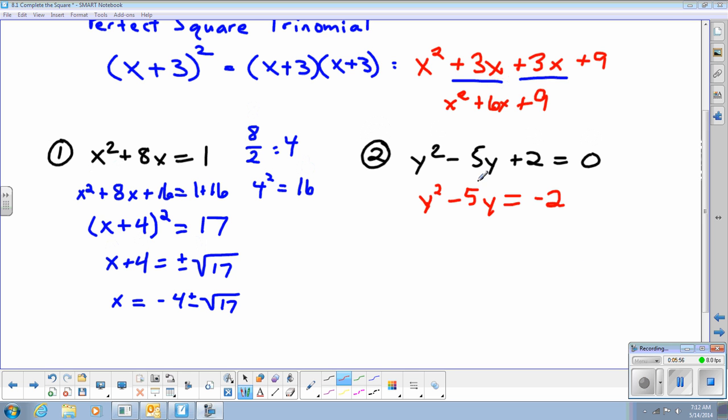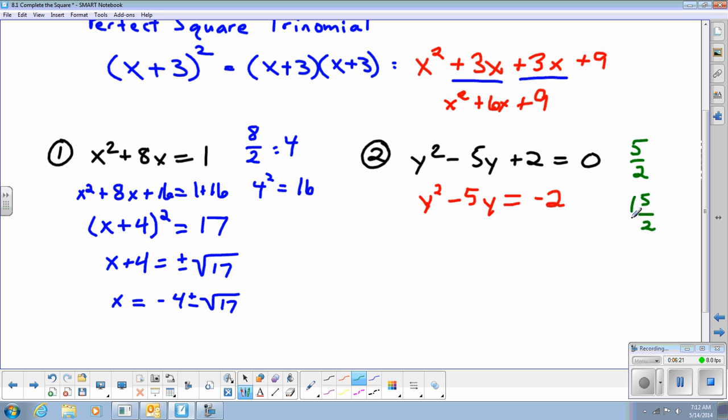Next, I'm going to say, all right, this is my middle term. I have to figure out what was doubled to get this middle term of minus 5y. Well, that would essentially be 5 divided by 2, which equals 5 halves. I'm just going to leave it as 5 halves. It works to our advantage to leave it as an improper fraction. Then 5 halves has to be squared.